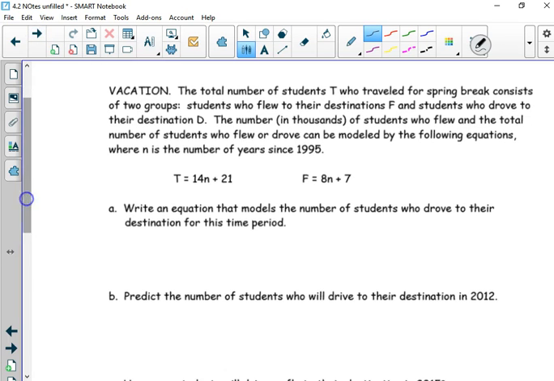Okay, real world problem using this concept. Total number of students T who traveled for spring break consists of 2 groups. Students who flew to their destinations, F, and students who drove to their destination, D. The number in thousands of students who flew and the total number of students who flew or drove can be modeled by the following equations, where n is the number of years since 1995.